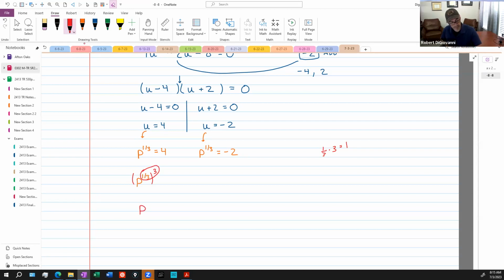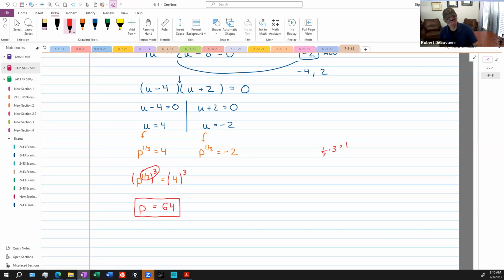Now on the right-hand side, I had equals 4. If I raise the left-hand side to the 3rd power, I have to do the same thing to the right-hand side. So I'm raising both sides of the equation to the 3rd power. And then 4 to the 3rd power is 64. It's 4 times 4 times 4. So that's one answer. P is 64.